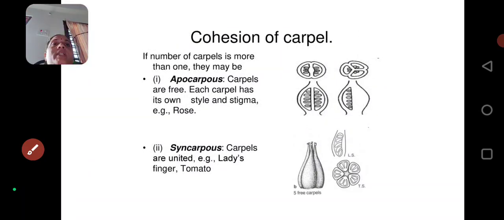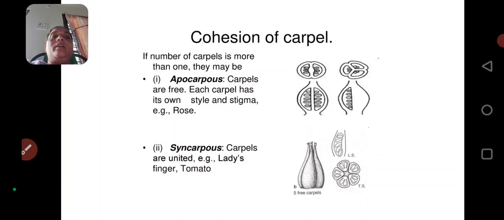Next one, fusion of carpels. If the number of carpels is more than 1, they may be apocarpous or syncarpous. What is apocarpous and what is syncarpous? We have to know this. It is very important. Apocarpous means carpels are free. Each carpel has its own style and stigma. This type of arrangement is called apocarpous. Example is rose.